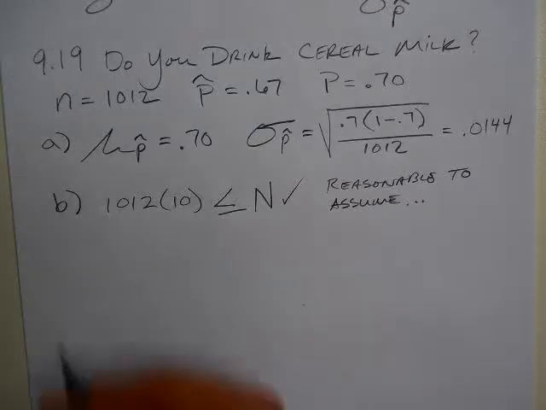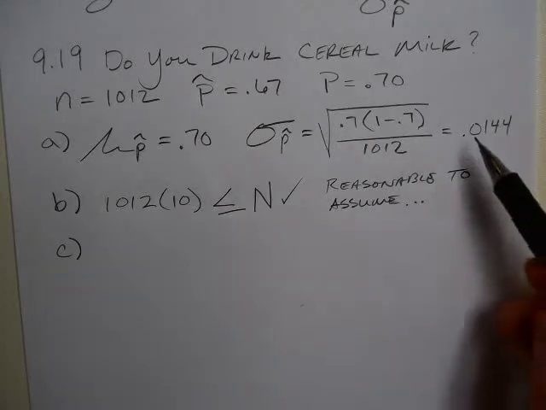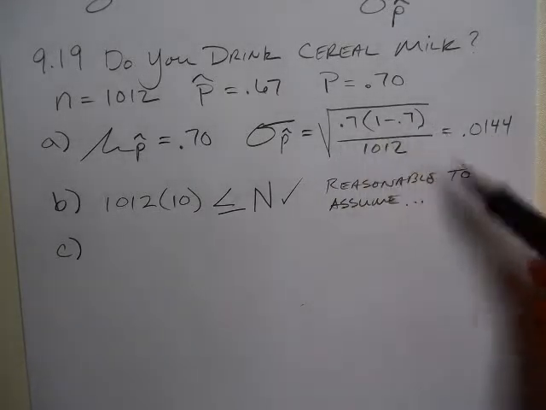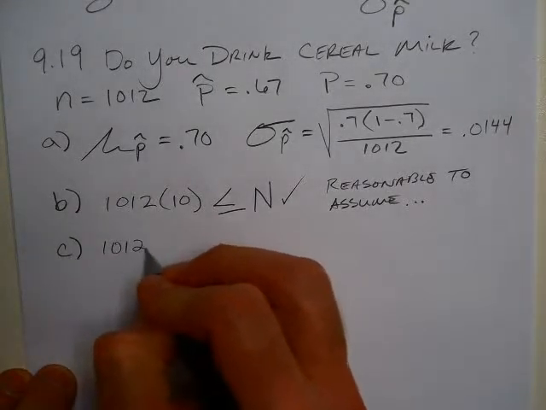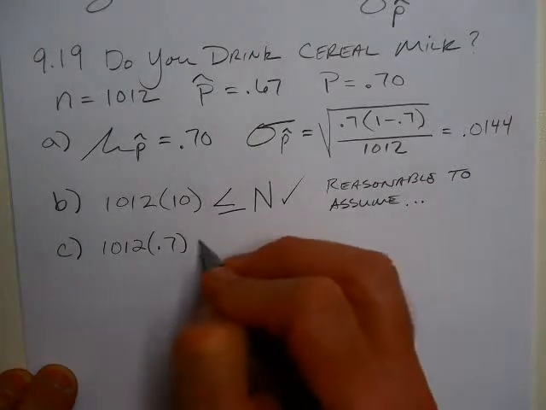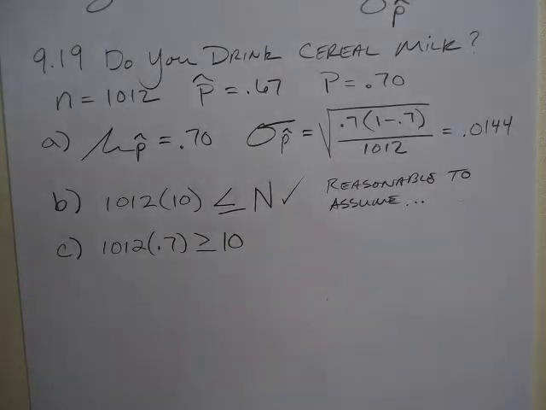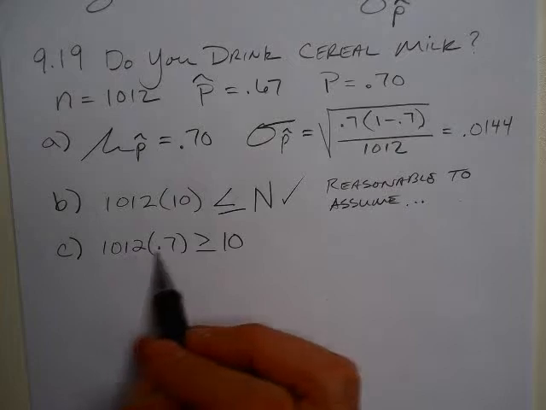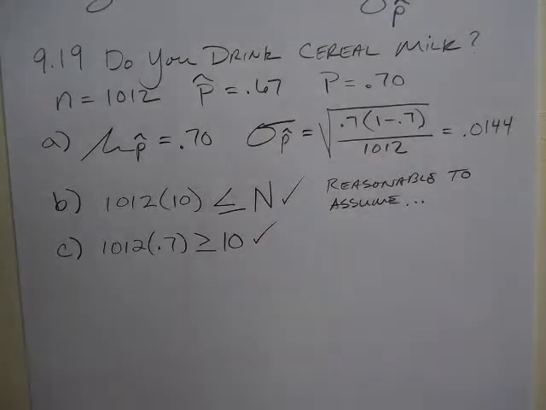Okay. And then C asks us, so we can use our standardizing formula. So this is valid. C asks us to check rule of thumb number 2. Is 1012 times 0.7 greater than or equal to 10? Yeah, 70% of 1,000 is definitely greater than or equal to 10. I don't need you to calculate this out, and I don't think anybody reading the AP exam would need you to calculate this out. Just show that you've checked it. Okay? Yeah, that's true, right?